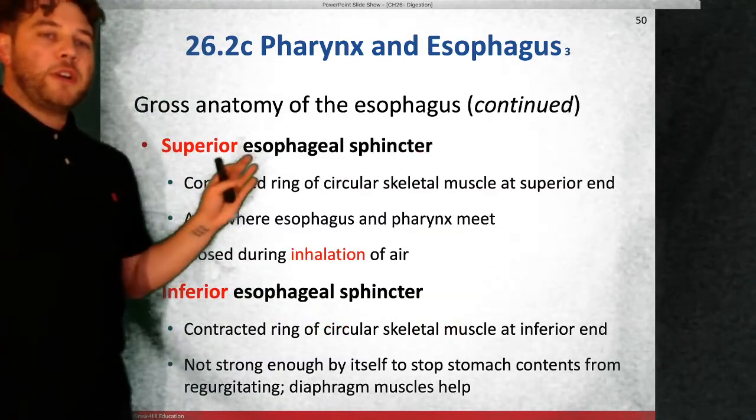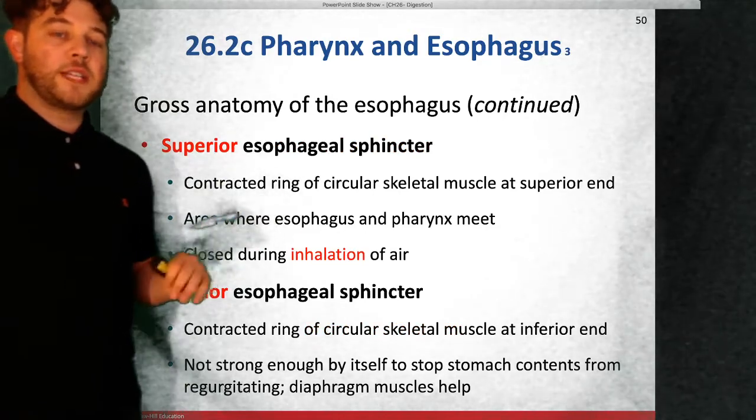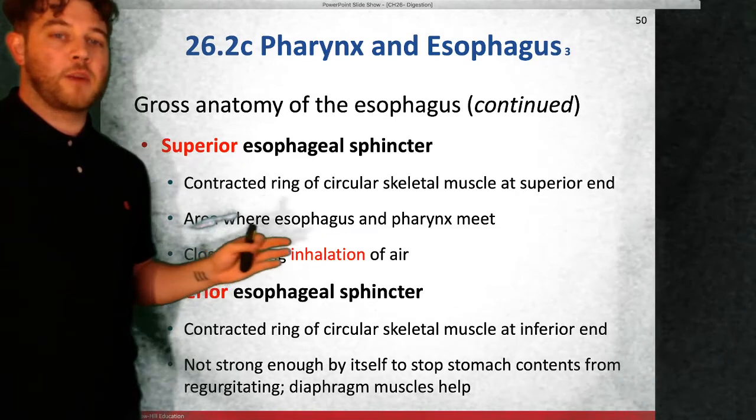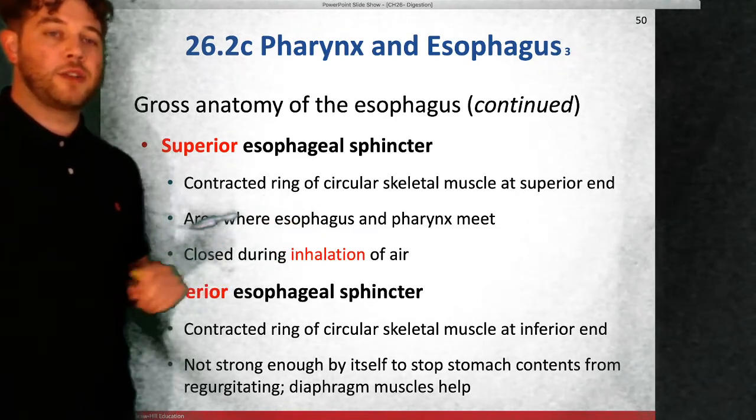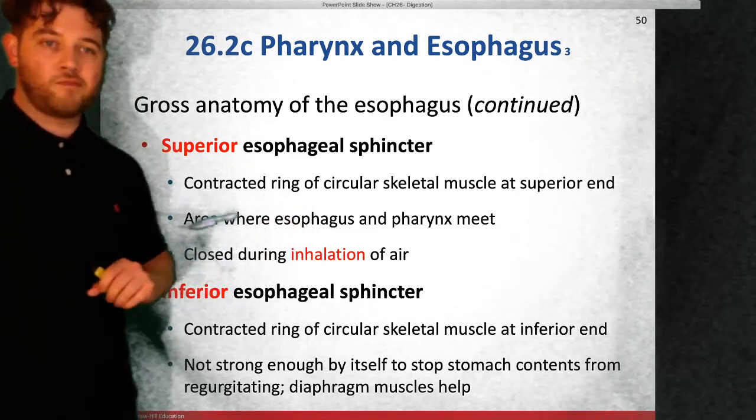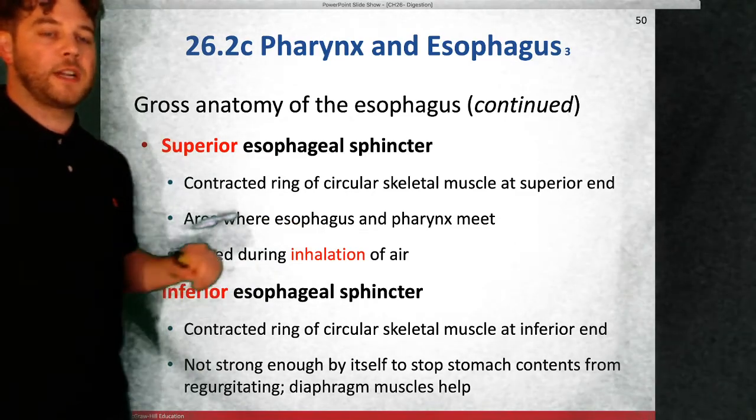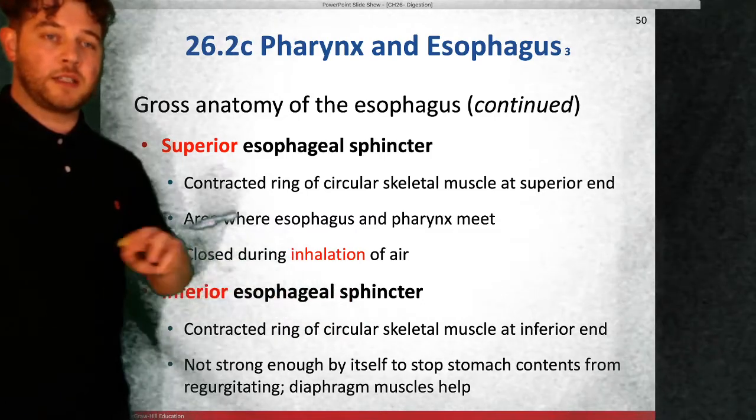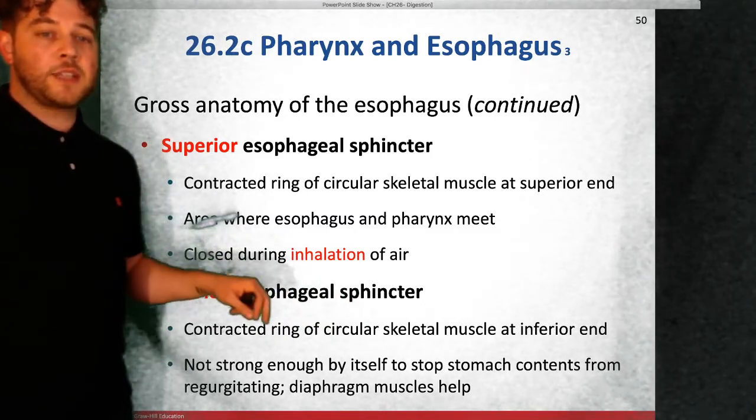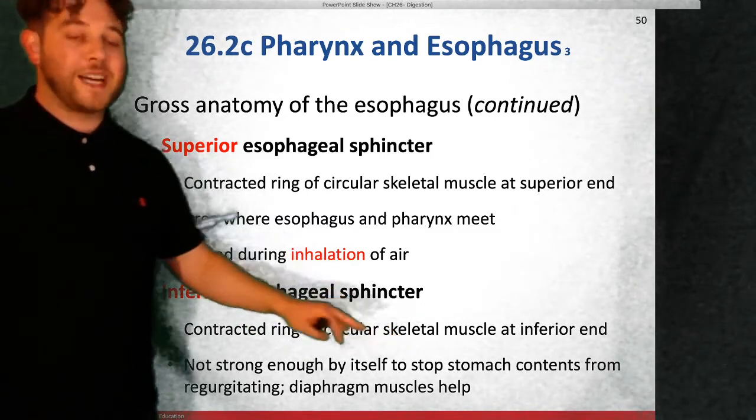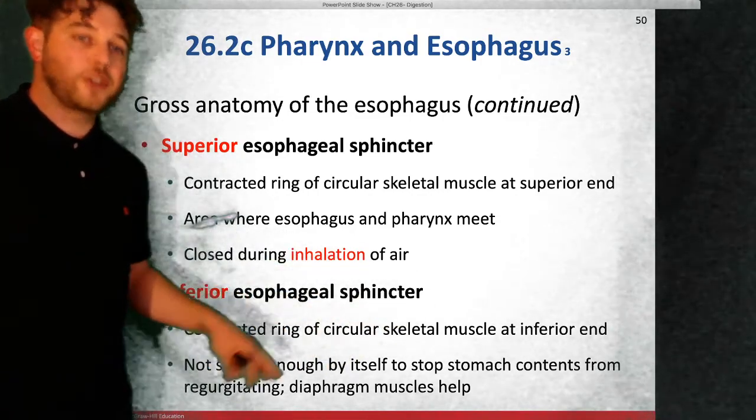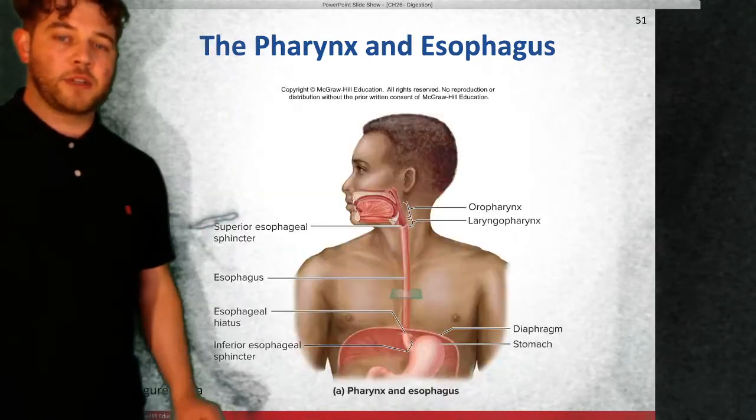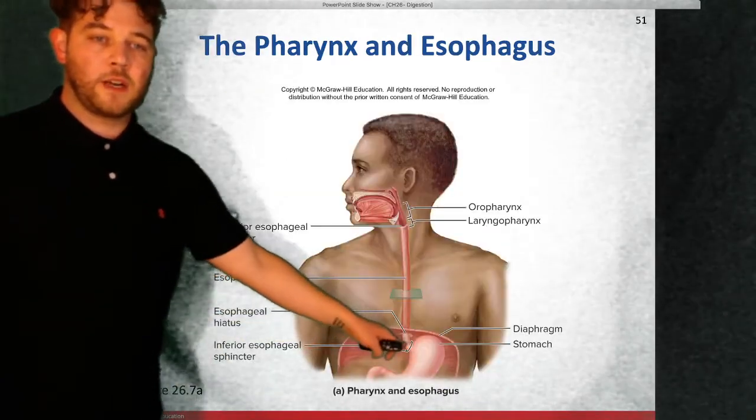Okay, your superior esophageal sphincter is a contracted circular ring of skeletal muscle at the superior end. It's the area where the esophagus and the pharynx meet, closed during inhalation of air. Your inferior esophageal sphincter is at the inferior end where it meets the stomach. It's not strong enough by itself to stop stomach contents from regurgitating, so the diaphragm muscles help. Remember, that last part is below the diaphragm, right in there.